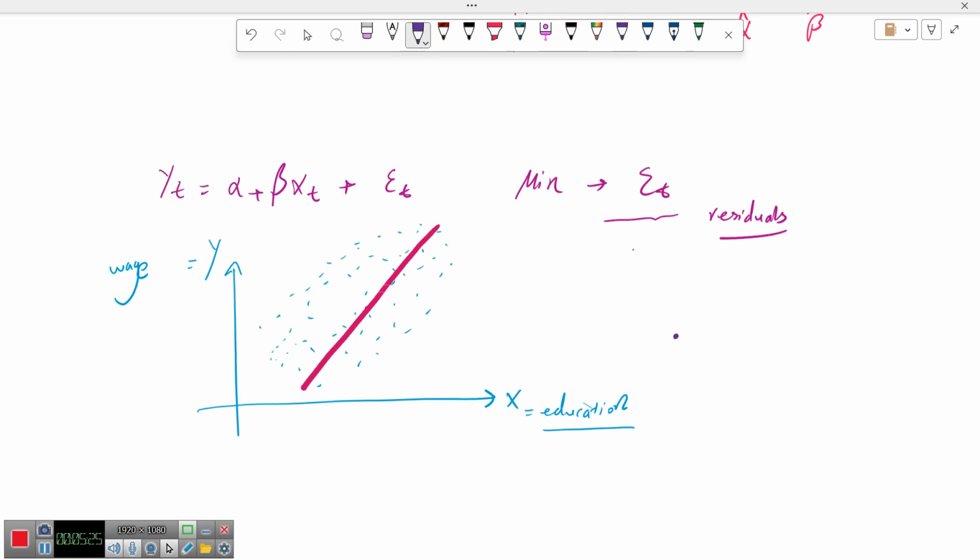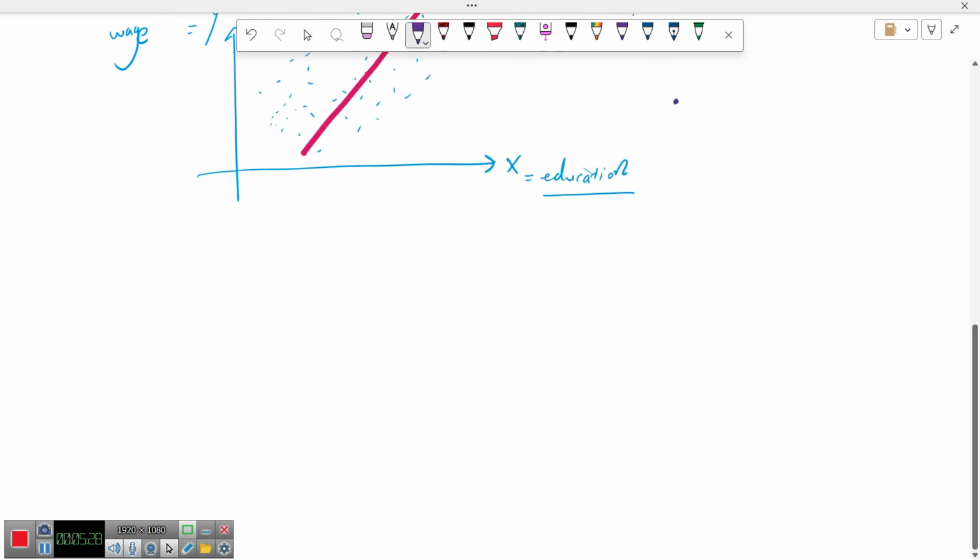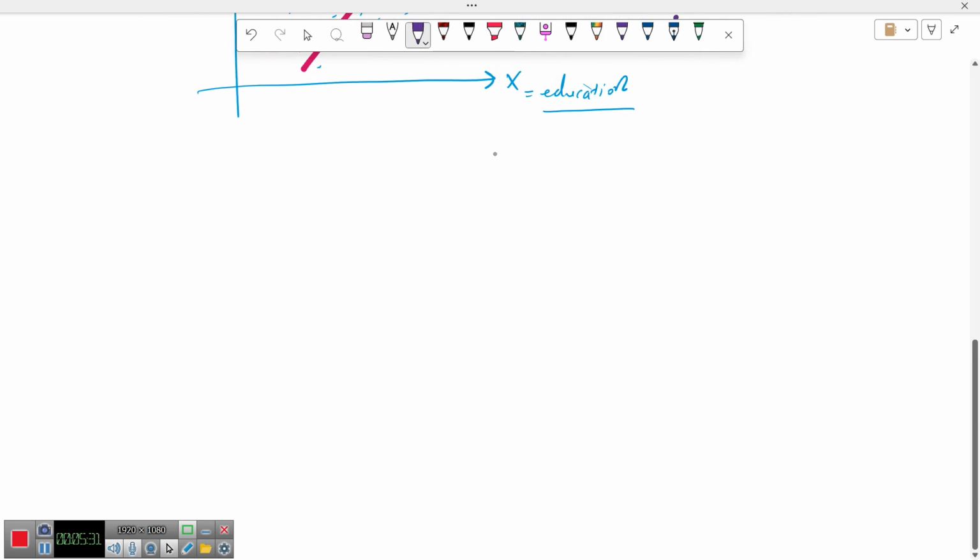By applying the OLS regression model, we can determine the relationship between these two variables and see how years of education might influence the wage a person earns. In the simple linear regression model, the equation we use is y_t equals alpha plus beta x_t plus epsilon_t. Y represents the dependent variable, in this case wage. X represents the independent variable, in this case education.